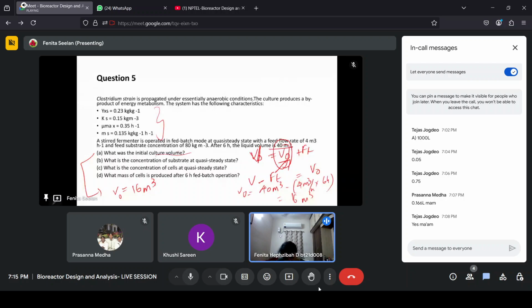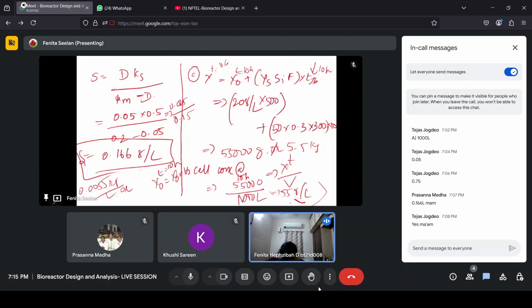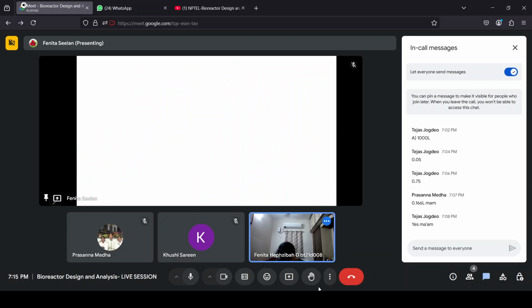So again, what is the concentration of substrate at the quasi steady state condition? Same way, how did we solve this? S is equal to D, the same formula. Let's start putting it together. S is equal to D Ks divided by mu max minus D.